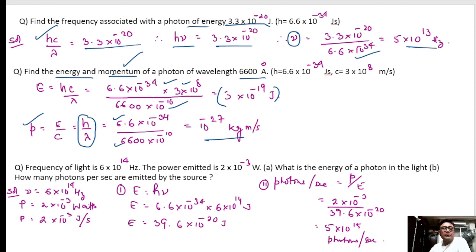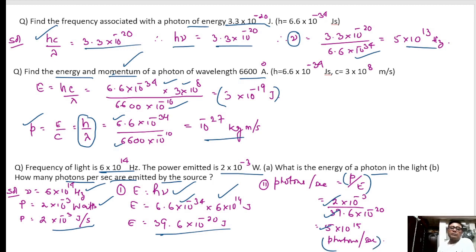Next, they are asking to find the frequency of the light given. Power is this much watt, which is joules per second. Now, what is the energy of the photon? Energy is h nu, so h into nu gives the energy. Second, they are asking how many photons per second are emitted by the source. So the number of photons per second will be the power divided by the energy. So these many photons per second will be coming out.